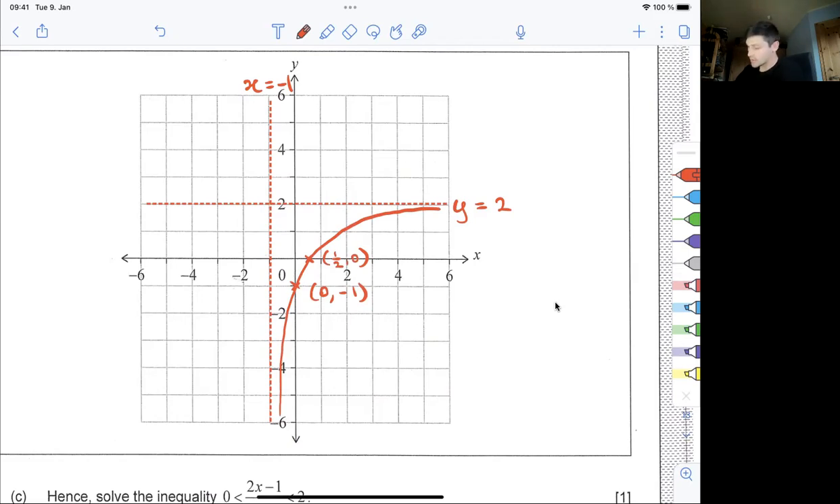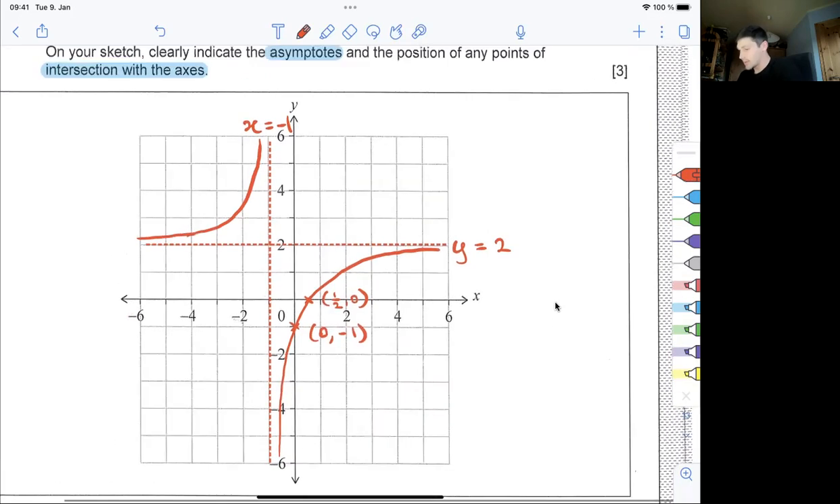Okay, and then we go up to the top, and we also know that on this negative side, around here, we need our graph tending towards y is equal to 2, but never quite touching it. All right, and so we get this idea here, where we come through and we go out like this. And there we have our graph of y is equal to f(x). And yeah, that should suffice for part B.